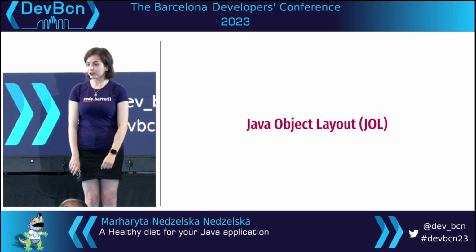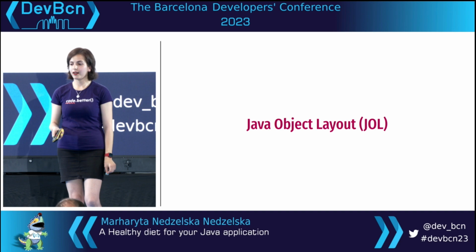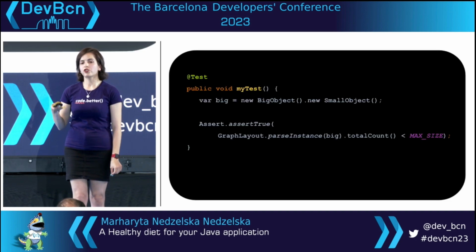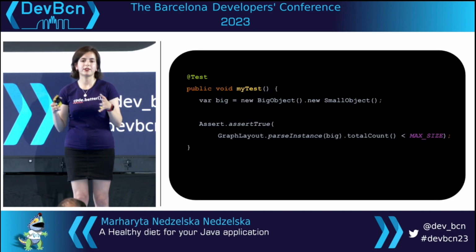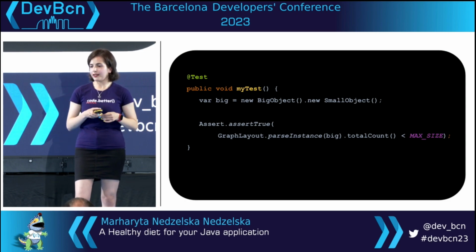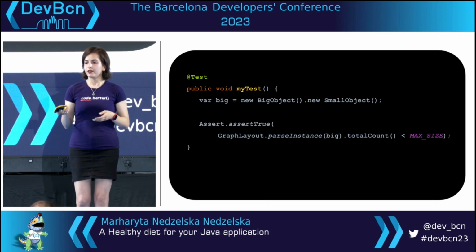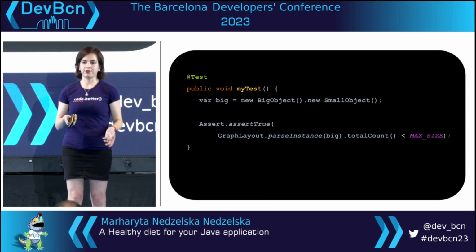So there is a tool, a project called Java Object Layout. This tool can show you how much memory is occupied by this or that object, or what its layout is. And it can even show you the retained size of the object. Why can't we just assert on this?